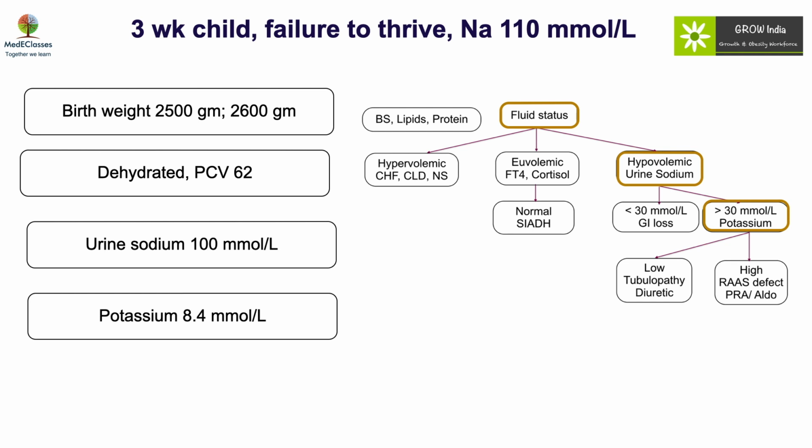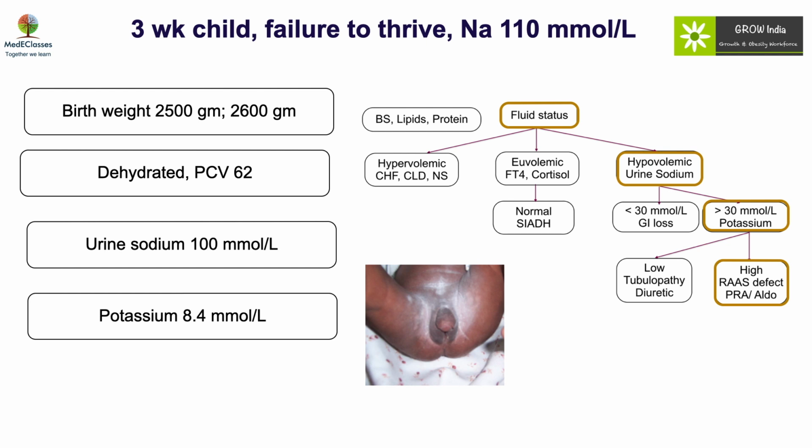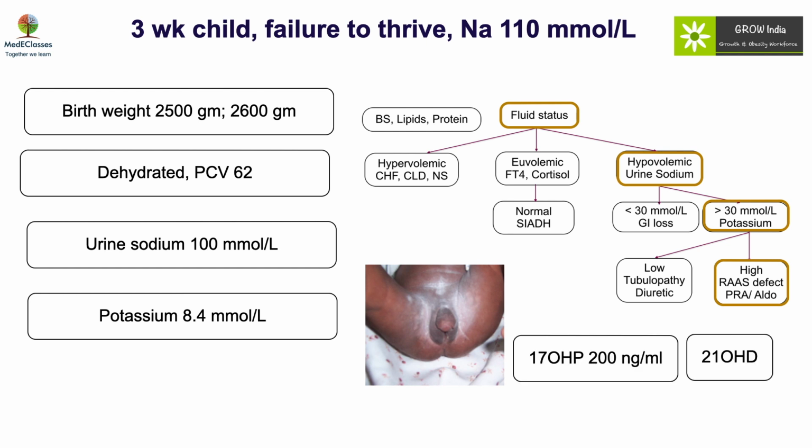So this is clearly a salt wasting crisis, and the most common cause of salt wasting crisis in this setting is a 21 hydroxylase deficiency, and this child actually had atypical genitalia. 17 OHP was sky high and 21 hydroxylase deficiency was diagnosed. Immediate treatment with hydrocortisone will result in significant improvement, but you have to correct his sodium, you have to correct his potassium using calcium gluconate.